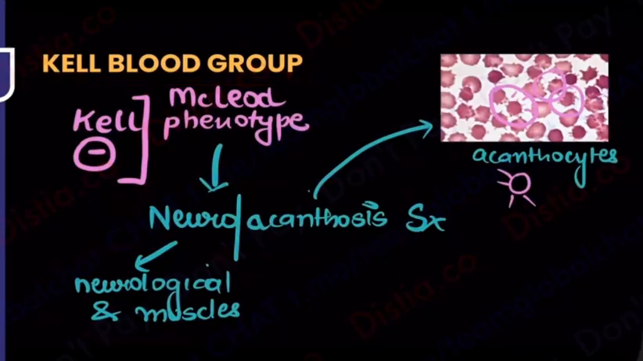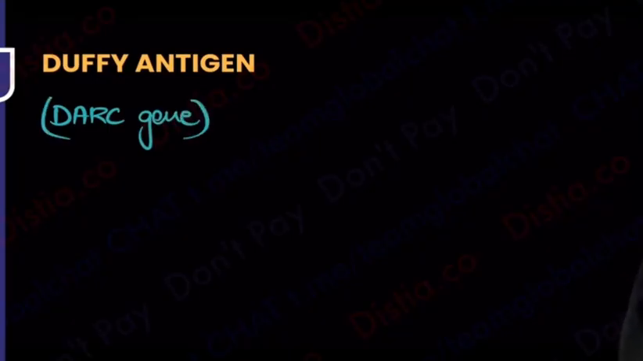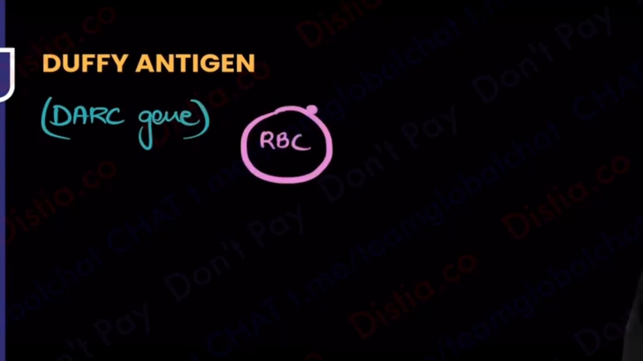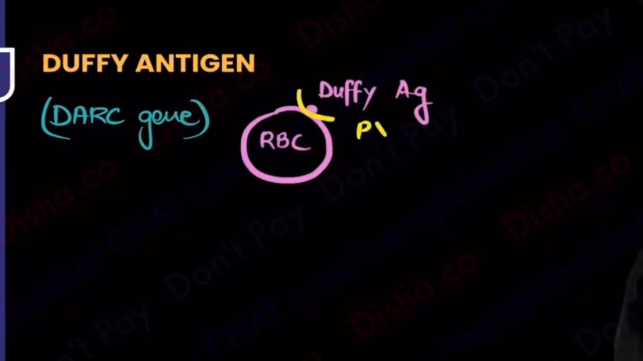Kell not present, McLeod phenotype. There's another blood group or antigen called the Duffy antigen. Please remember, Duffy antigen is under the control of the DARC gene. It is under the control of the DARC gene. If this is a red blood cell and this red blood cell is going to have the Duffy antigen, you know what Duffy is used for? Duffy antigen is used for the attachment of Plasmodium vivax and Plasmodium knowlesi.